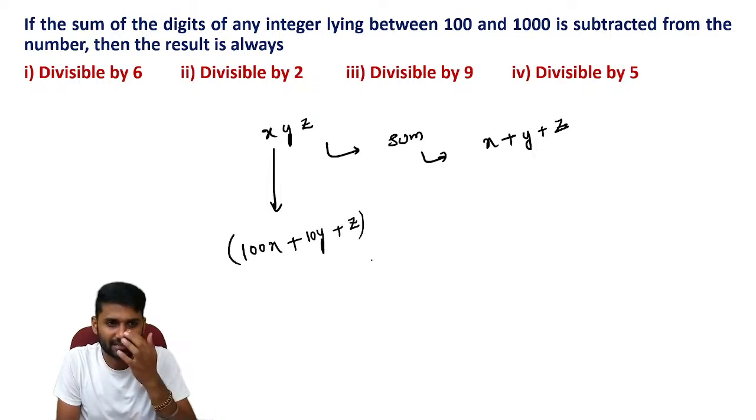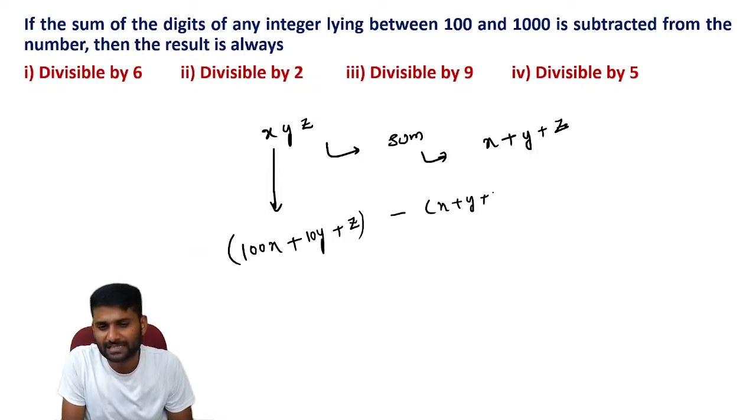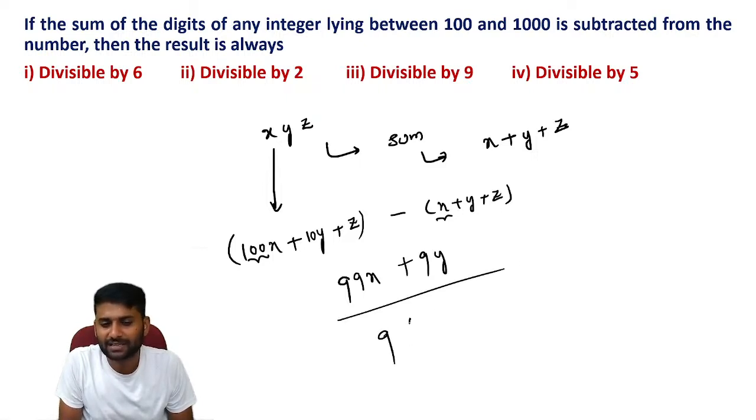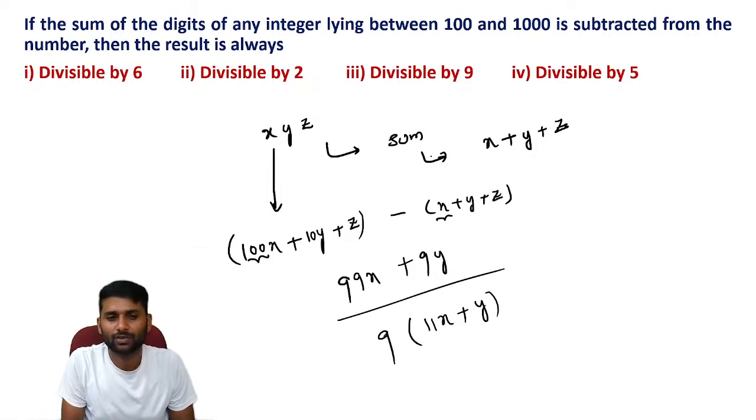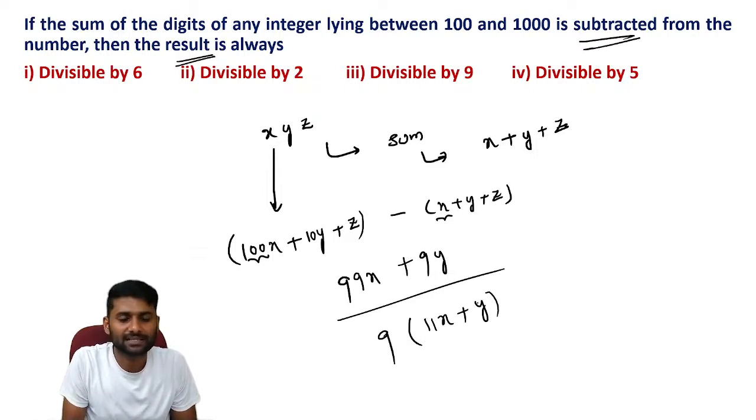The information clearly mentions to just find the difference. If you find the difference, it means we are subtracting some value from the number. Now 100x minus x is 99x, plus 9y, and z is cancelled. You can see that 9 is a common multiple. Taking 9 common, you get the quotient 11x plus y. Here the question: if you subtract that, the resultant is always divisible by which number? 9.